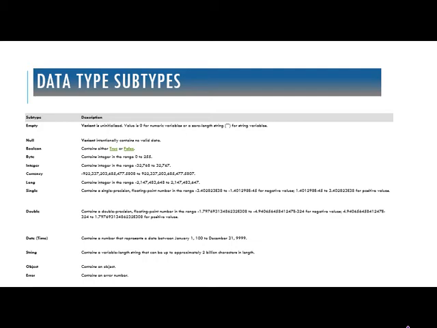Similarly, we have other subtypes like byte, integer and currency, long and double. Depending on the range, all these are numeric types.